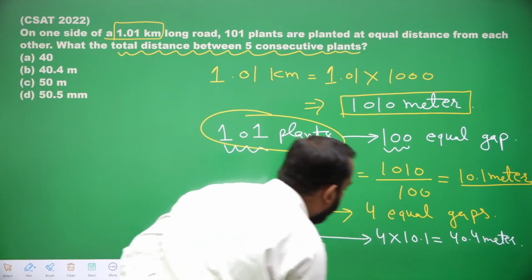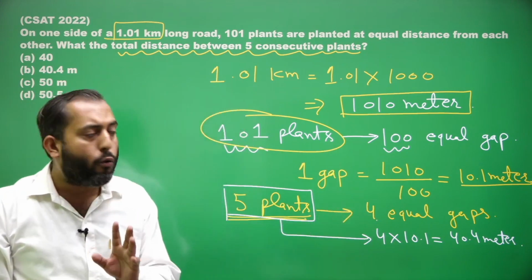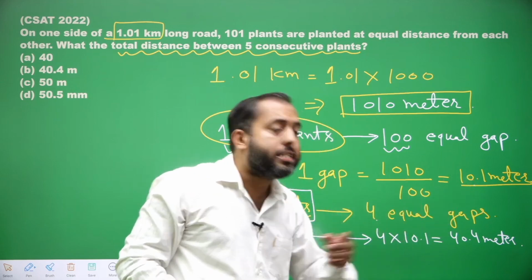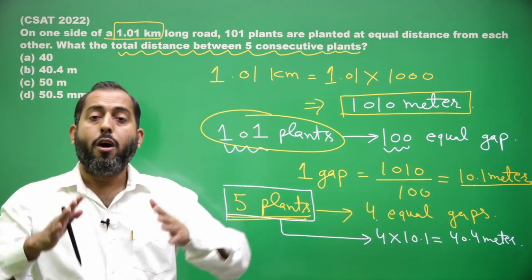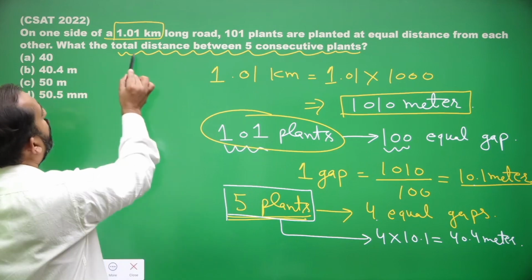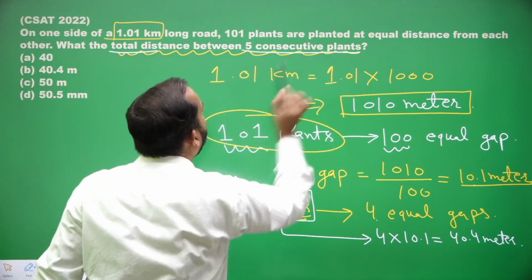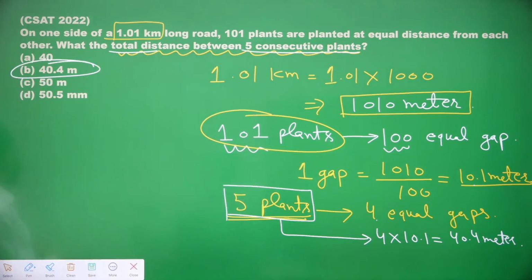Because between 5 consecutive plants, the number of equal gaps is 4. The value of each equal gap is 10.1, so the distance of 4 equal gaps must be 40.4. Hence, the total distance between 5 consecutive plants should be 40.4. Option B is your right choice.